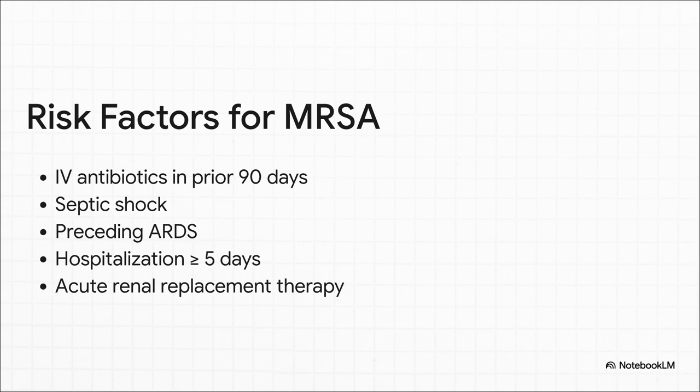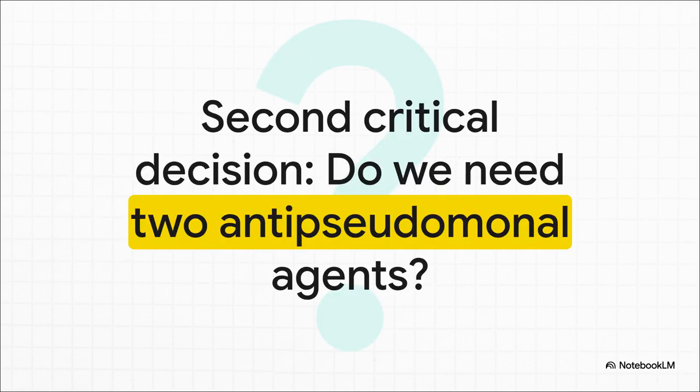Well, you don't guess. You use a checklist of risk factors. You ask yourself, has this patient had IV antibiotics in the last 90 days? Are they in septic shock right now? Did they have ARDS before the pneumonia started? Have they been laid up in the hospital for 5 days or more? Are they on any form of dialysis? If you can check yes to any of those boxes, or if your own ICU is known to have a lot of MRSA floating around, then you absolutely have to cover for it, right out of the gate. Okay, decision 1 is done.